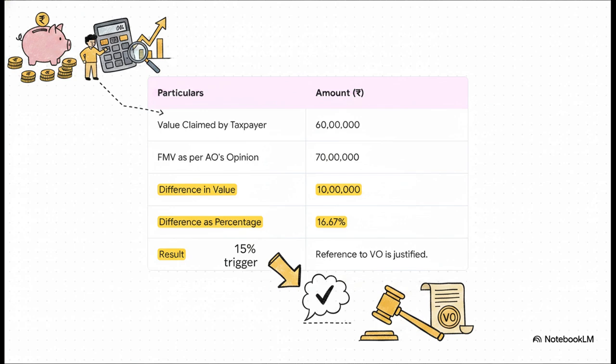Now, the absolute difference here is exactly 10 lakh rupees. But here's the kicker. Look at the percentage difference. It's 16.67%, which is over that 15% threshold. Because it crossed that percentage trigger, the AO has every right to refer this to the valuation officer.